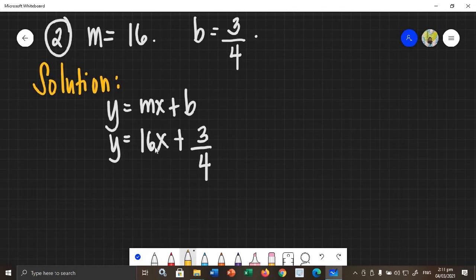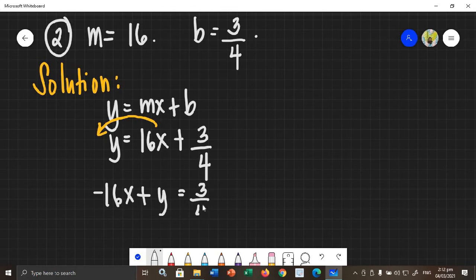We need to convert this equation into the standard form of linear equation, which is ax plus by equals c. So, the easiest way is to transpose 16x, or yung may variable na x, on the left side of the equation. So, 16x will become negative 16x. Y is positive, so plus y equals 3/4.